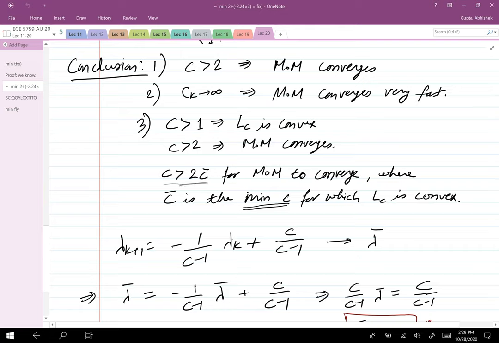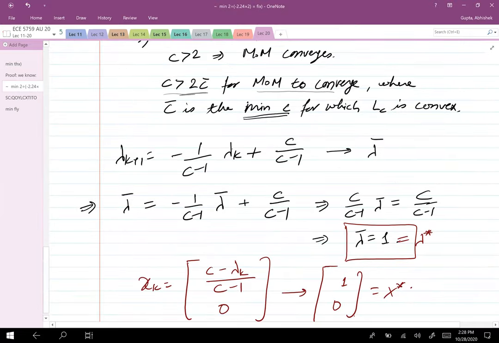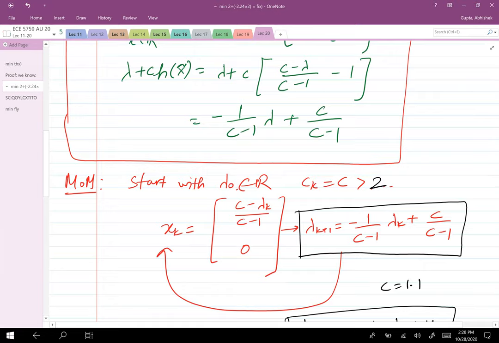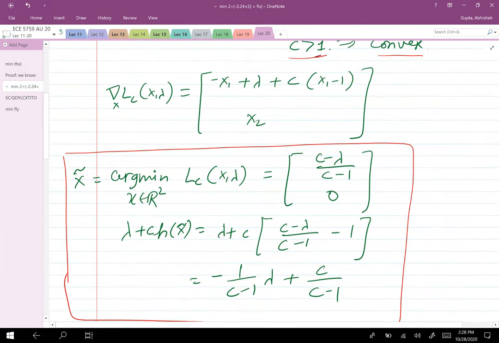So when C is greater than 2C bar, the method of multipliers will converge. And that's when the LC is going to be strongly convex. Okay, but for each unique problem, we'd have to calculate what the C bar is. That's right. Yeah.